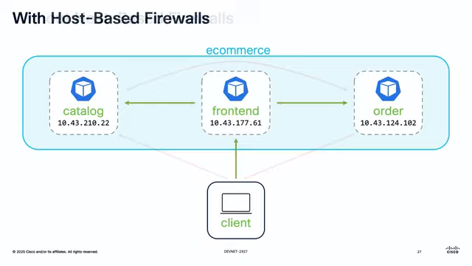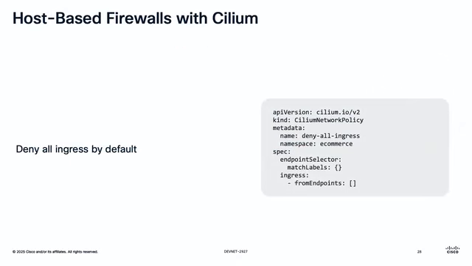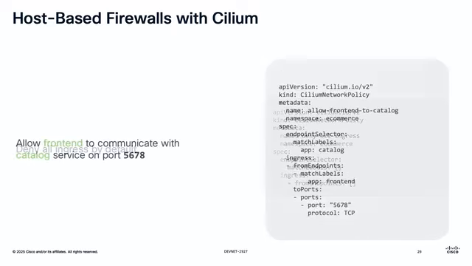So what we're going to do is apply some policy here where the front end is able to communicate with the order piece and the catalog piece, but they can't communicate with each other. And the client that comes in can only communicate with the front end because the client doesn't need to be communicating with anything else other than the front end. So the way that we're going to do that is first, we're going to set up a policy that denies all ingress by default. So nobody can communicate with anything to begin. We're then going to open up what we need.